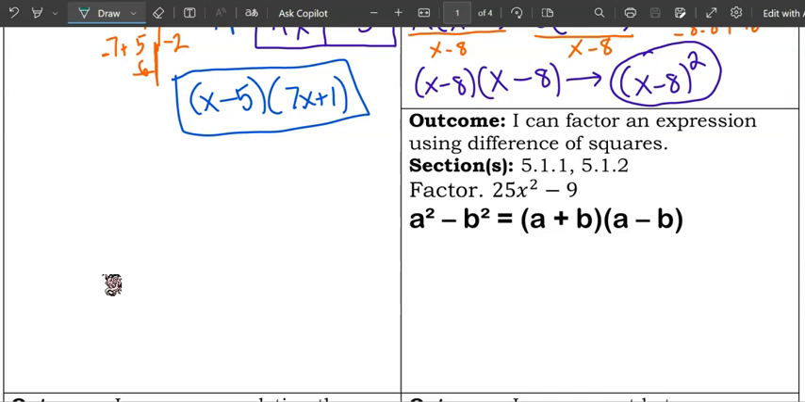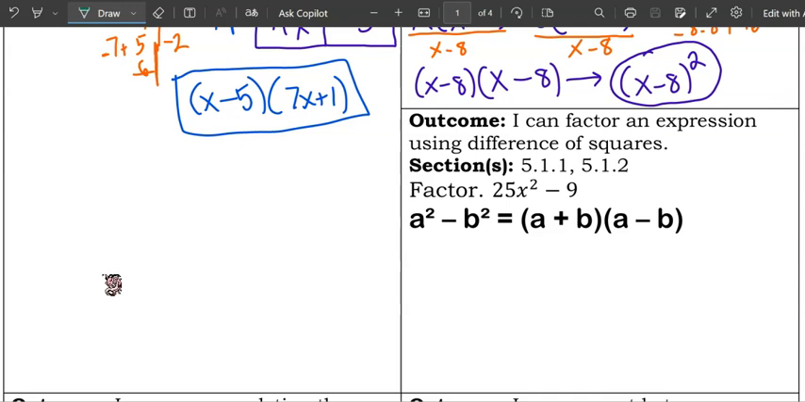Outcome. I can factor an expression using difference of squares. This is from sections 5.1.1 and 5.1.2. We want to factor 25x squared minus 9. Let's recall the difference of squares formula. We have a squared minus b squared equals parentheses a plus b times a minus b.